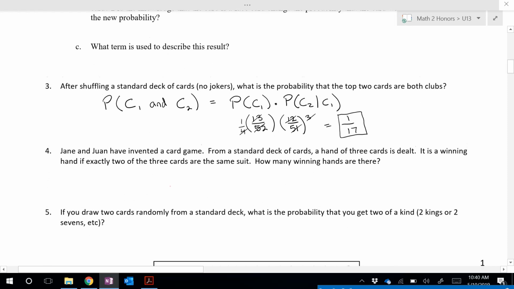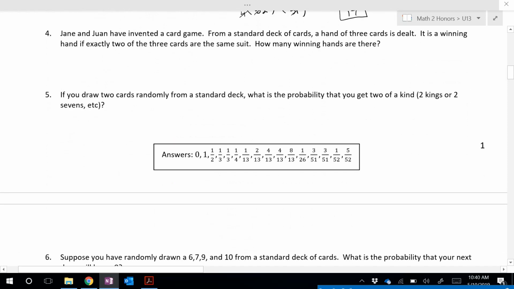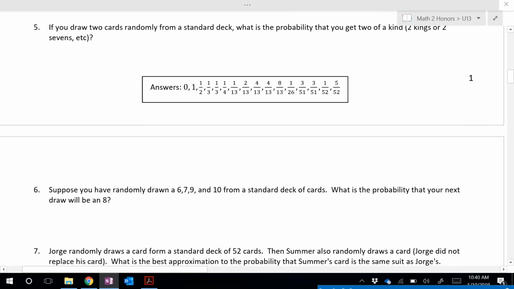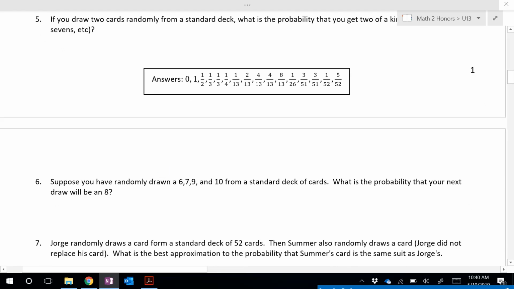Let's now take a look at number 6. Suppose you have randomly drawn a 6, 7, 9, and 10 from a standard deck of cards. What's the probability that your next draw will be an 8?